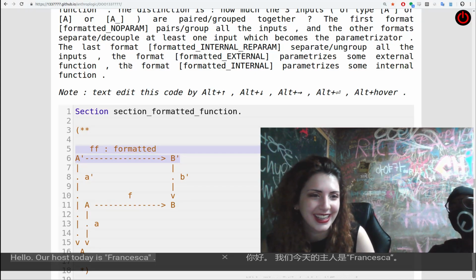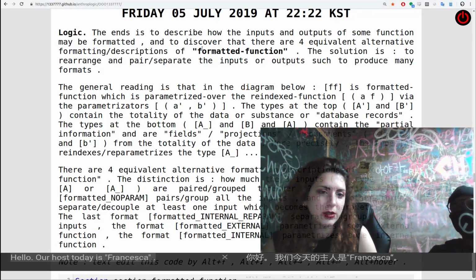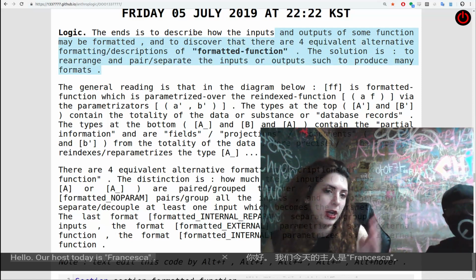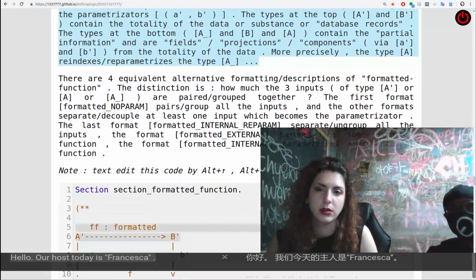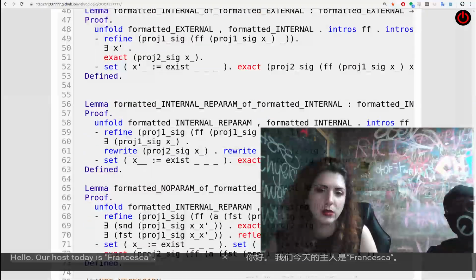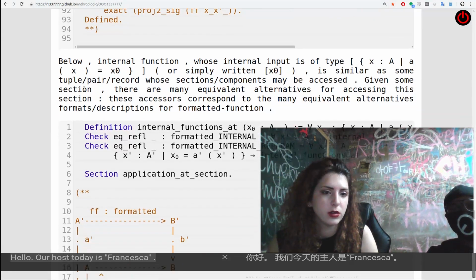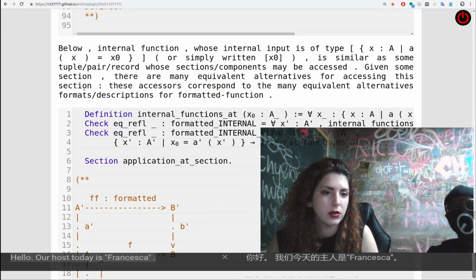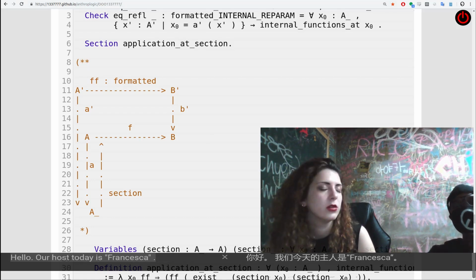So depending on how you do things, you get the formatted function, and then you see the alternatives, the four alternatives that we just saw. You just saw this right here, and this is what we described. And this is another thing about a function, but this is the same idea.